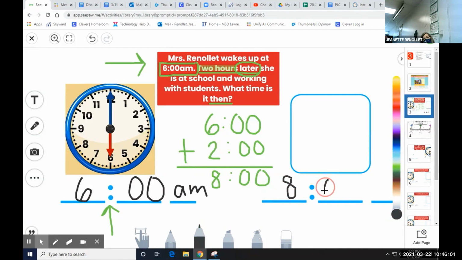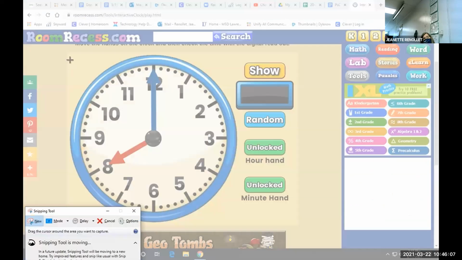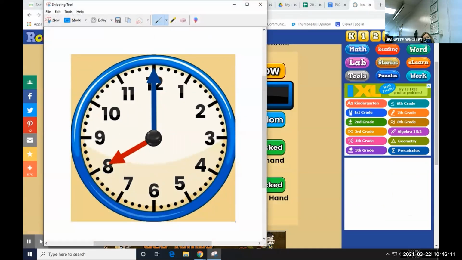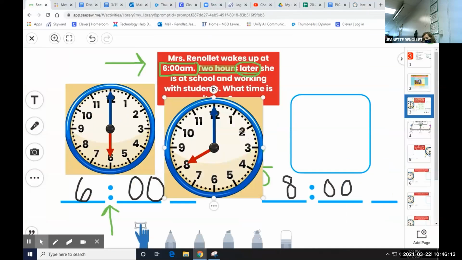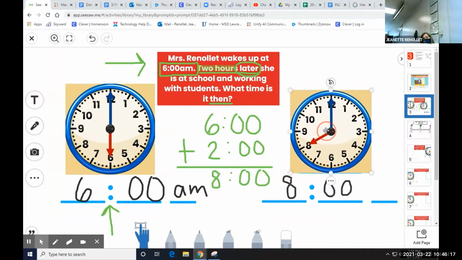Today you are going to write the time and show a picture of your analog clock. You're going to add the picture to your Seesaw page right where the box is.